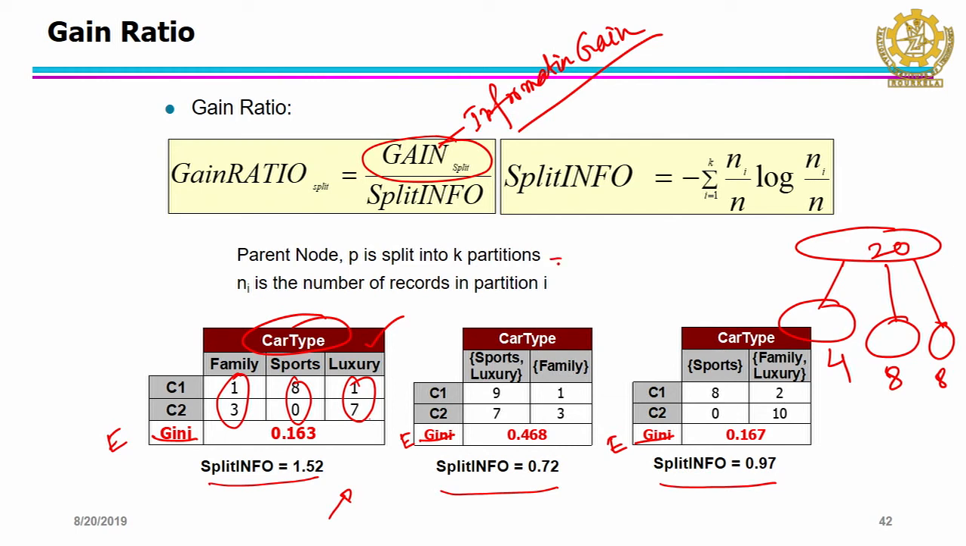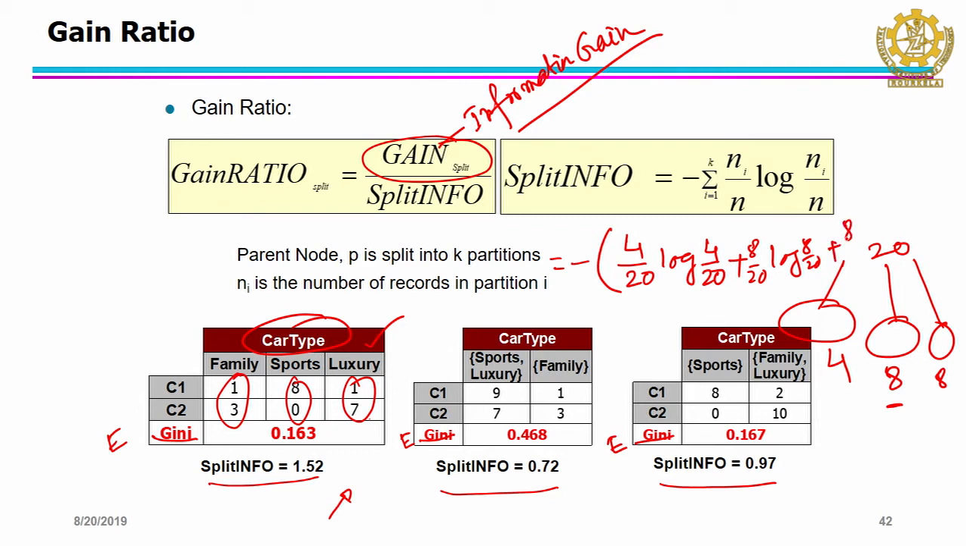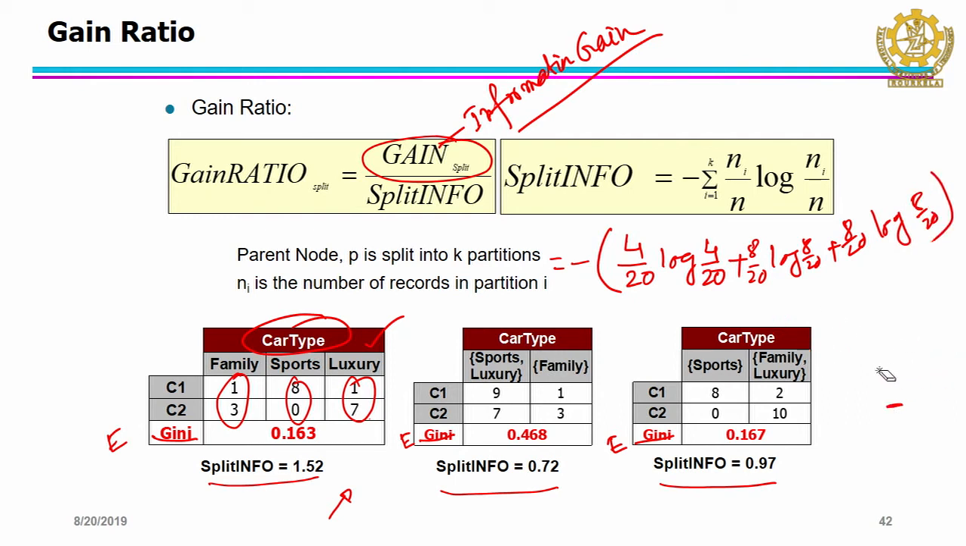So, split info will be summation over, this is 4. So, 4 by 20 log 4 by 20 plus, this is 8, so 8 by 20 log 8 by 20 plus 8 by 20 log 8 by 20. Now, you compute it, then you will get this value, that is 1.52 for this one. So, that is split info.